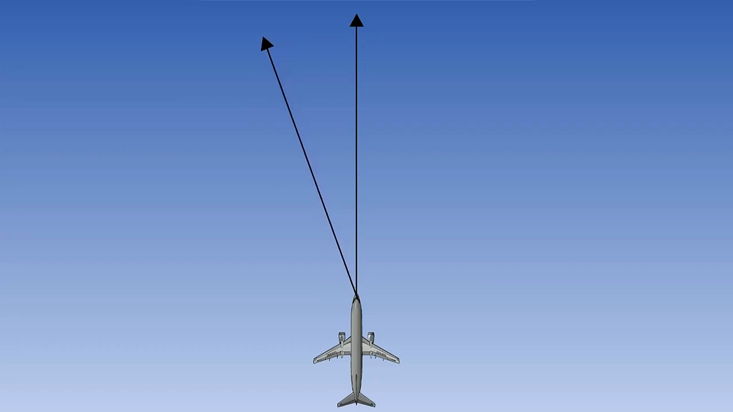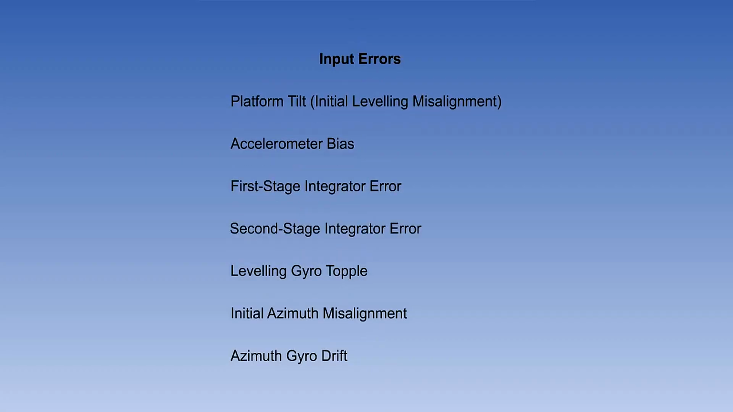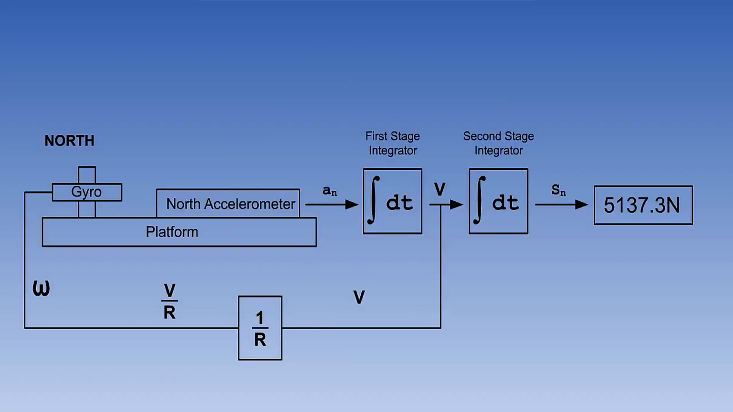Finally, there is azimuth gyro drift. In addition to any initial misalignment error, the azimuth or heading gyro may also drift. This drift rate would typically be of the order of only 1/100th of a degree per hour. But as with the topple, it is finite and would have an effect on the output. So this comes to 6 input errors, or 7, if we split the integrator error into first stage and second stage integrators.